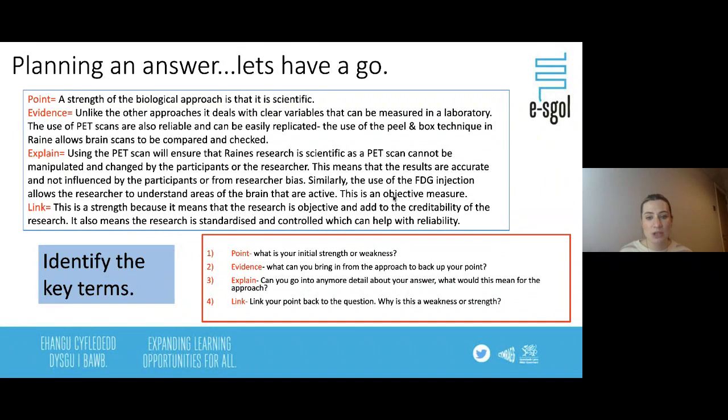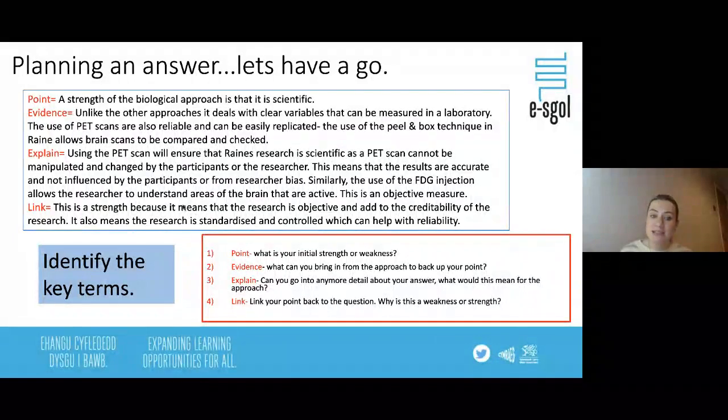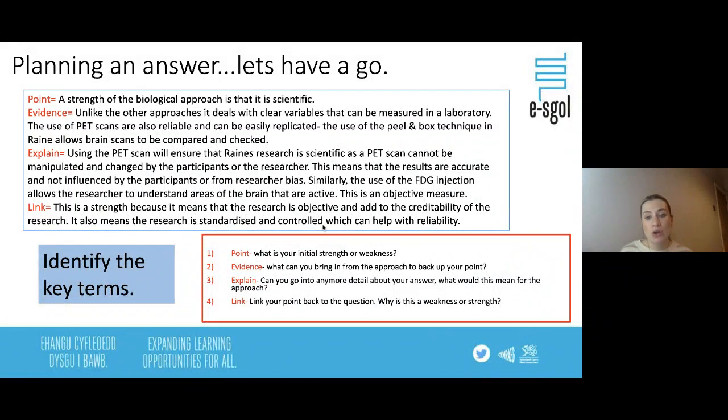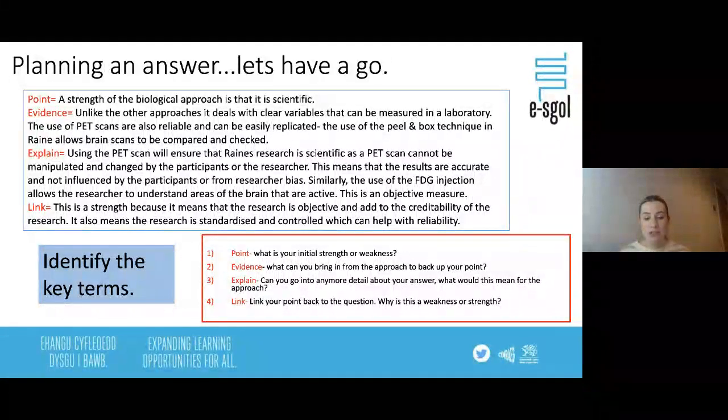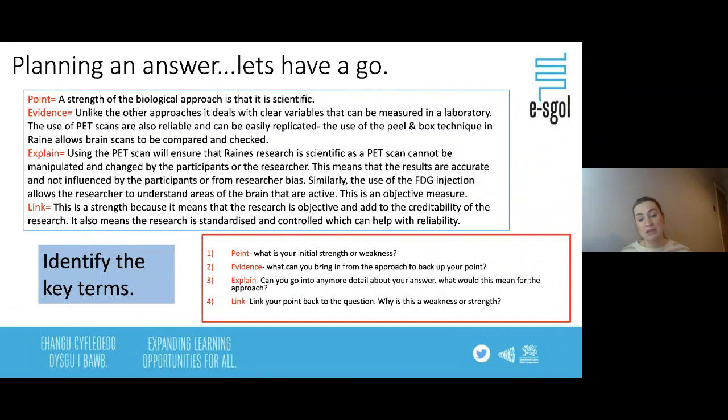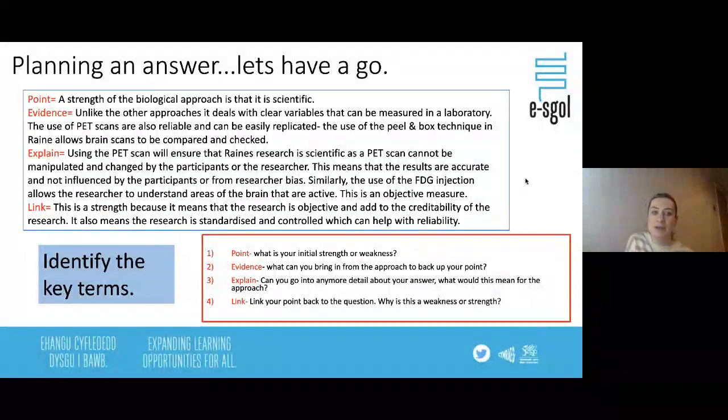Again, there's that terminology. This is a strength because it means that the research is objective and adds to the credibility of the research. It also means that the research is standardised, that's your key term, and controlled, which can help with reliability. So you're bringing in all of your key terminology, and it could be from research methods as well as your past to present unit. Okay, so there's an example of how that would work.